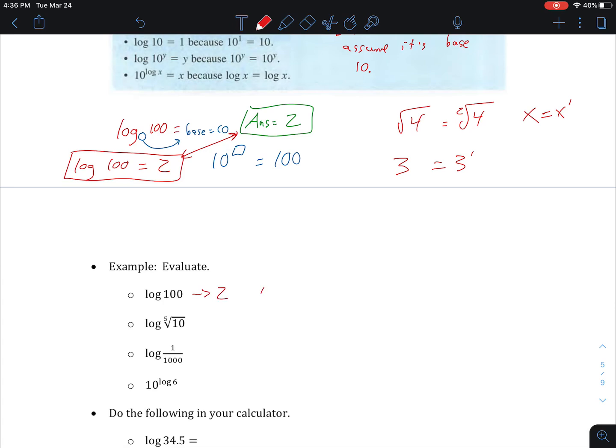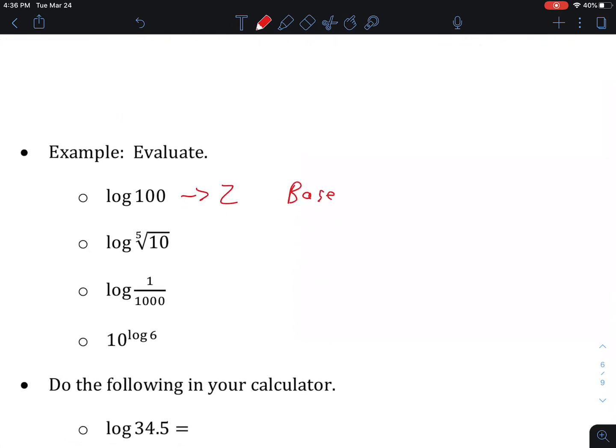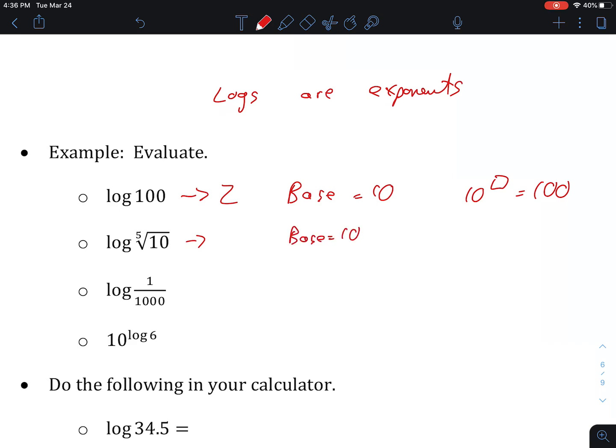Oh, I actually did the first example already. So this one we know is 2 because the base is 10, and 10 raised to the what is 100, and that would be 2. Logs are exponents. I'm going to write that down again. Logs are exponents. You want to know that the answer to a logarithm is the exponent. Again, no base, so I assume my base is 10.